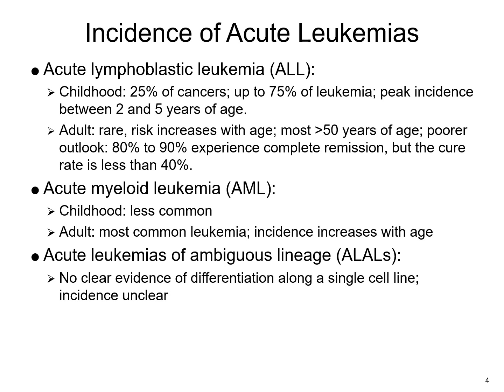Acute myeloid leukemias are less common in childhood. This mostly affects adults, and it is the most common leukemia within the adults. And of course, the incidence does increase with age. With the acute leukemias of ambiguous lineage, there's really no clear evidence of differentiation along one particular cell line. And at present, the incidence of these particular neoplasms is unclear.